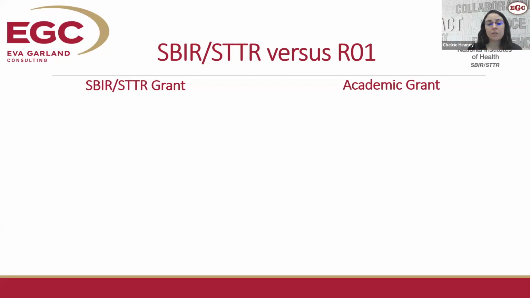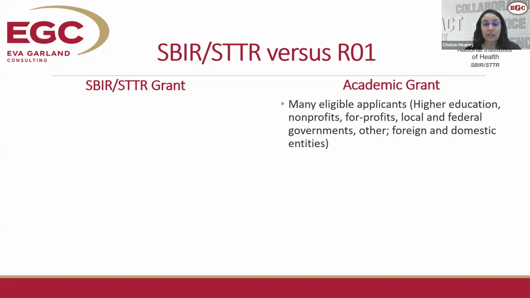One of the major differences is eligibility. For an academic R01 style grant, you have higher education institutions, nonprofit institutions, even for-profit small businesses may apply, but so also can local and federal governments, other entities, and foreign and domestic entities. For SBIR STTR grants, only small businesses are eligible, and they need to be US based. And so this makes them very attractive for small businesses because you have a much smaller competition pool compared to an academic style grant.